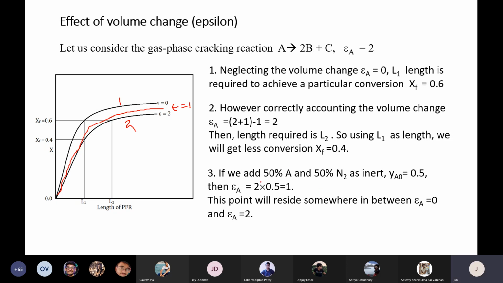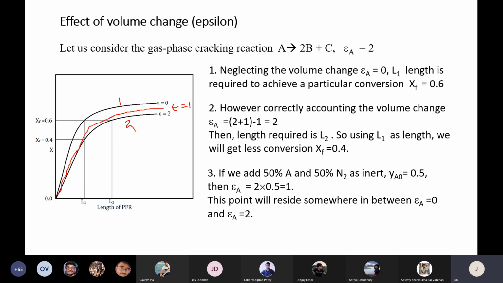So if you add inert, epsilon will decrease from 2 to 1. Addition of inert, epsilon will decrease from 2 to 1. And what is the effect on that? If epsilon decreases, conversion will increase. So for any reaction having high epsilon, if you add inert, then epsilon can be decreased. And with decreasing epsilon, we can get better conversion, right? So this is the application for industry.